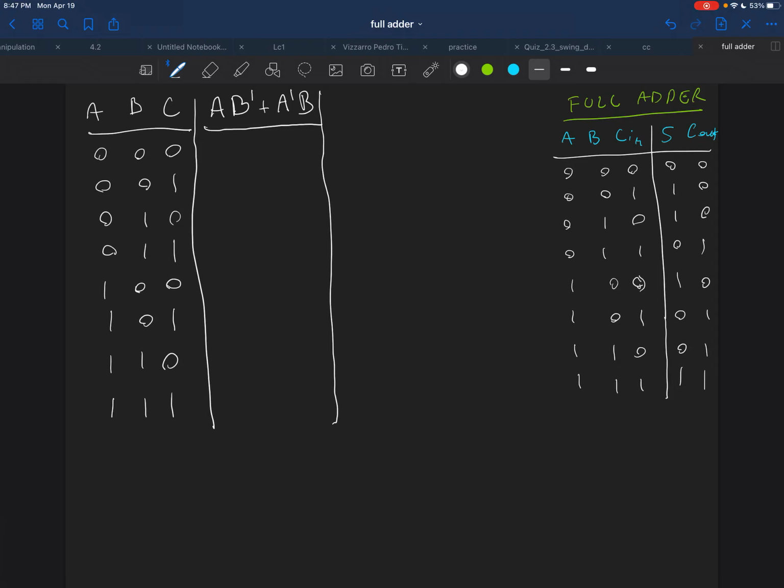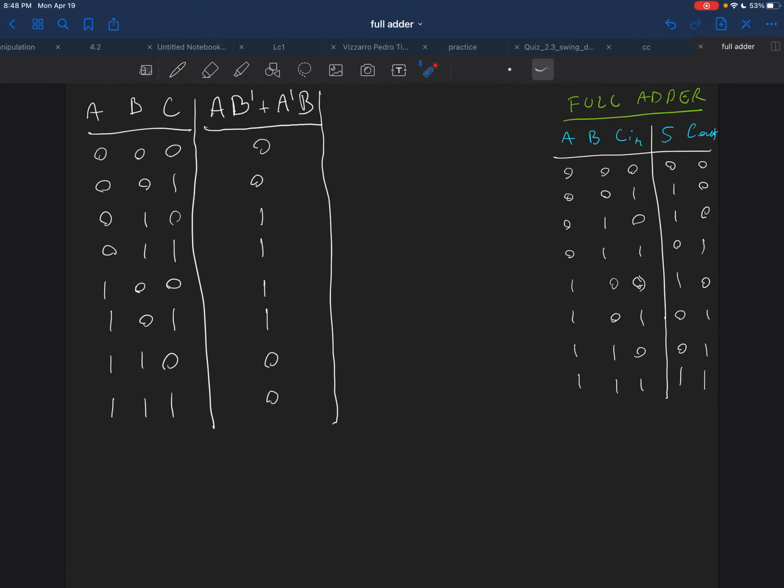So AB' or A'B means whenever you have one but not the other. So it's going to be true here, we don't care about the C, true here, and false in the rest, right? Because the zeros match and the ones match, so we ignore that. Perfect.